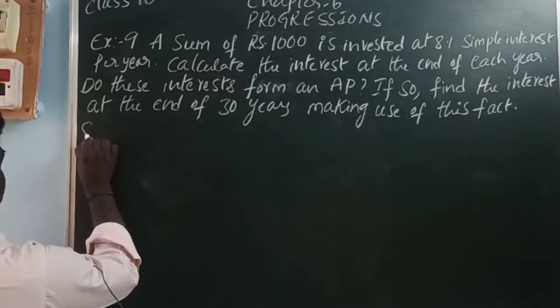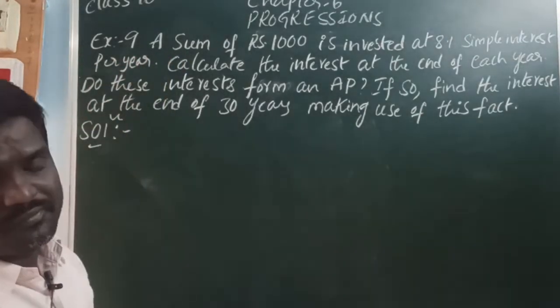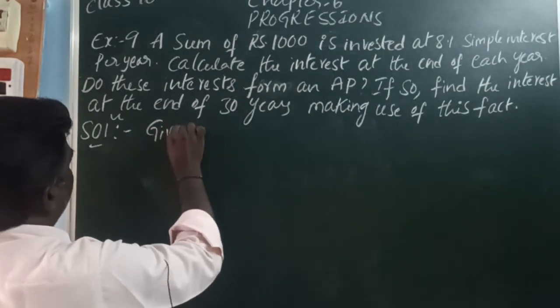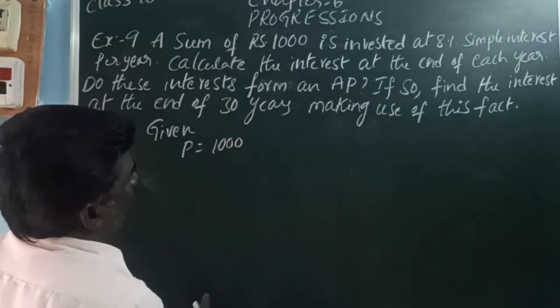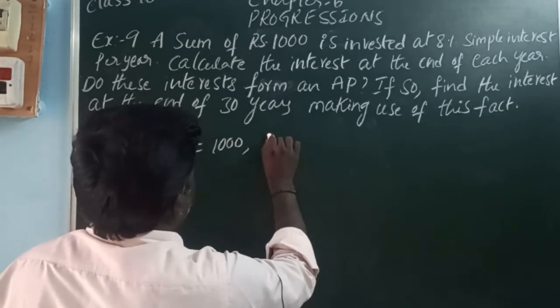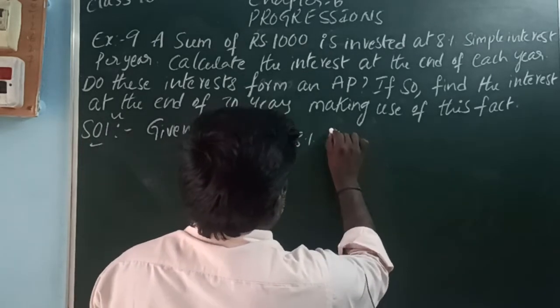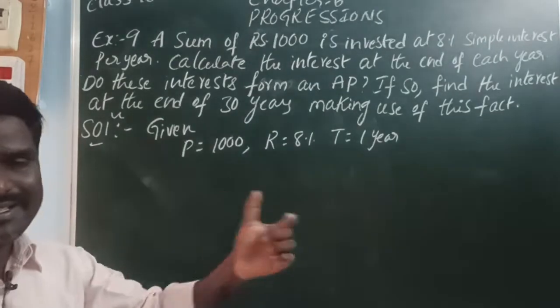So here given the sum, nothing but the principal amount, is 1000 rupees. The rate of interest is 8%. Time is 1 year. They calculate the interest every year.